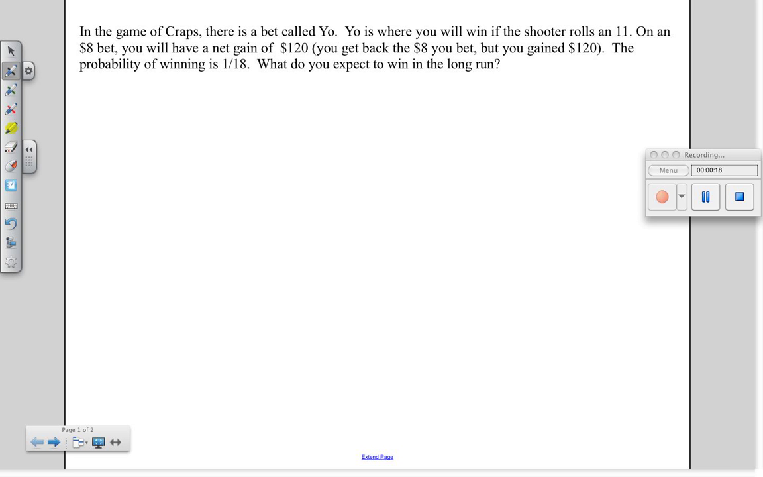The probability of winning is 1/18, what you expect to win in the long run. If the probability of winning is 1/18, then the probability of losing is 17/18. You win $120 and you lose $8. Let's summarize this in a table.